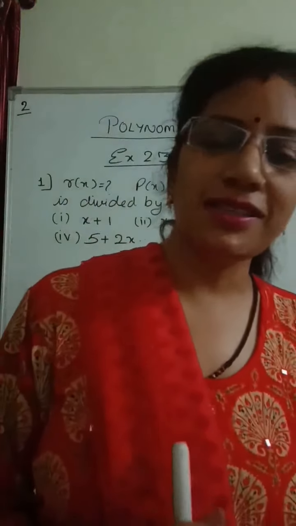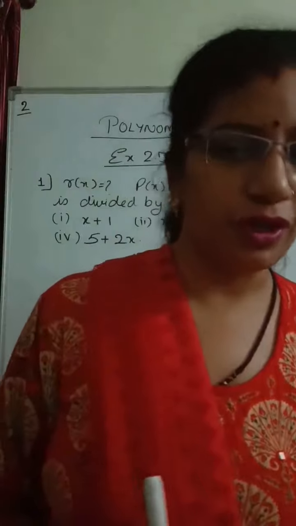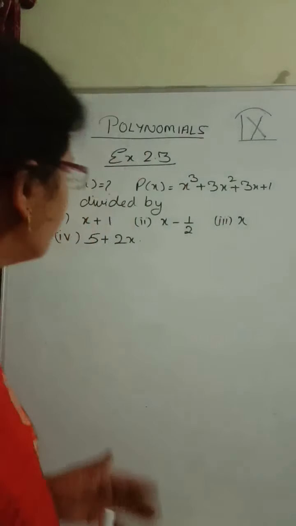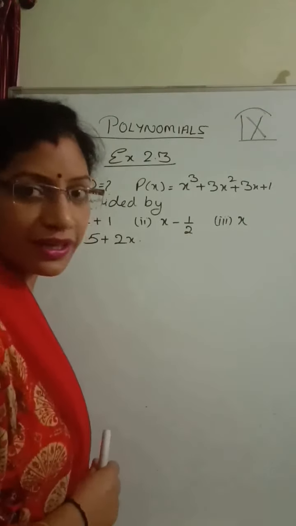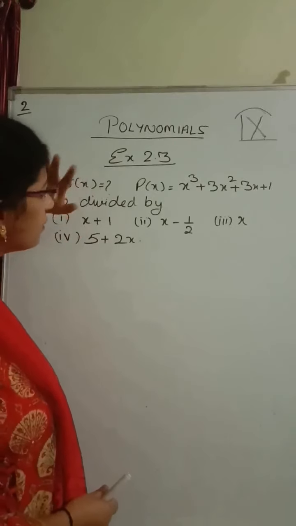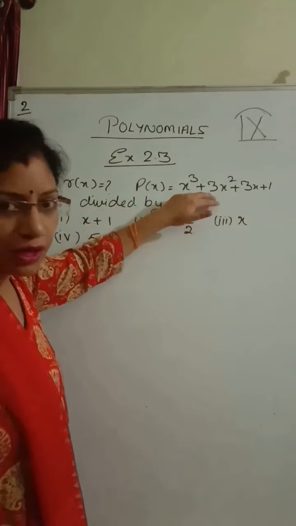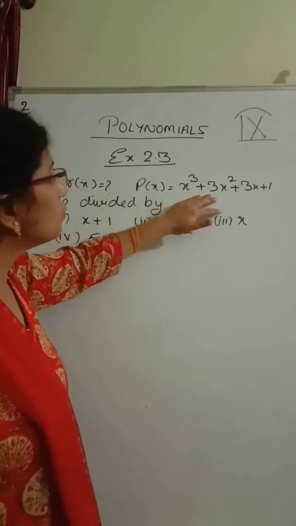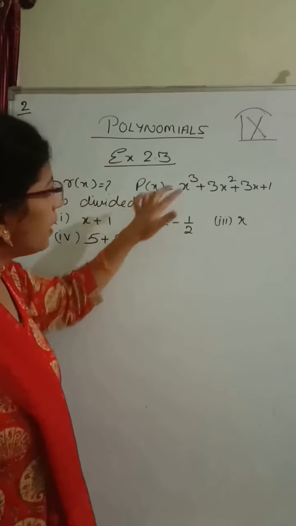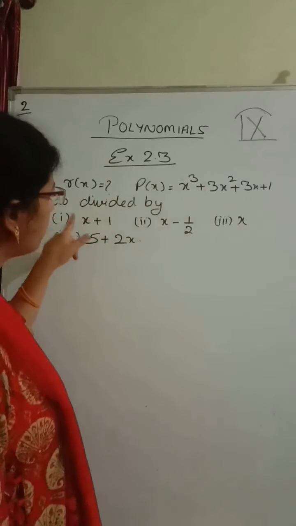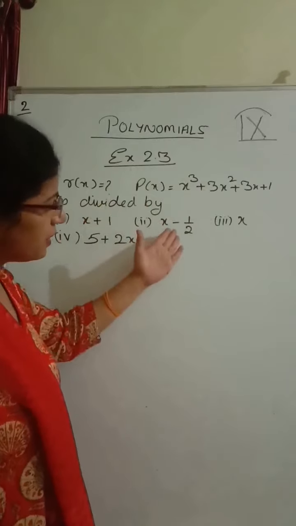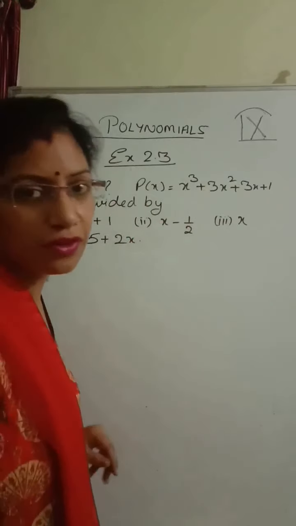Today we are starting exercise 2.3 of polynomials. So let us start. First question, I have already written. You have to find the remainder when the polynomial p(x), already given to you, is divided by, first, x plus 1, second, x minus 1 upon 2. These are the four parts of your first question.